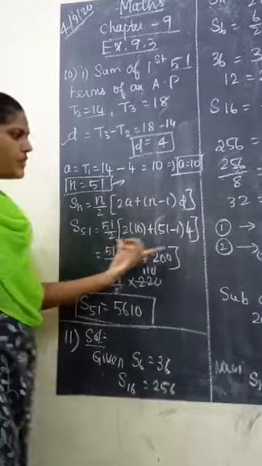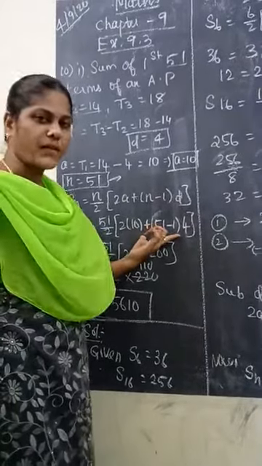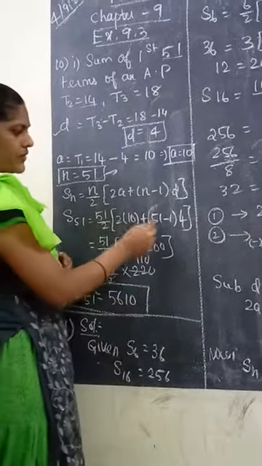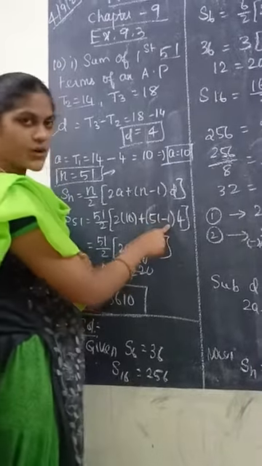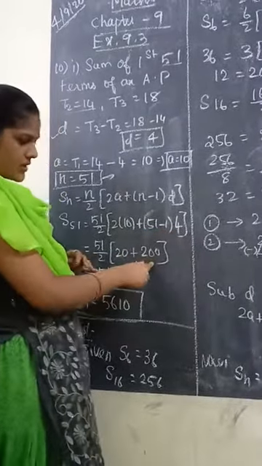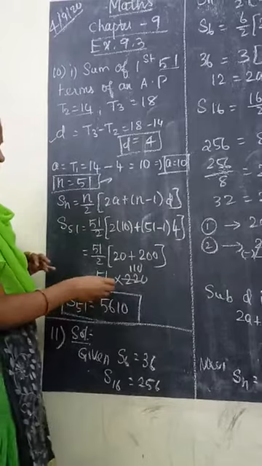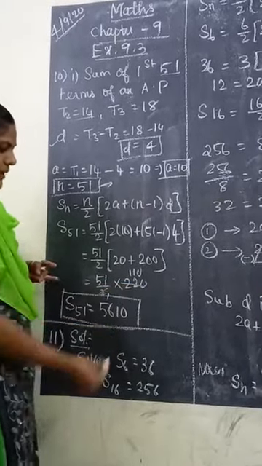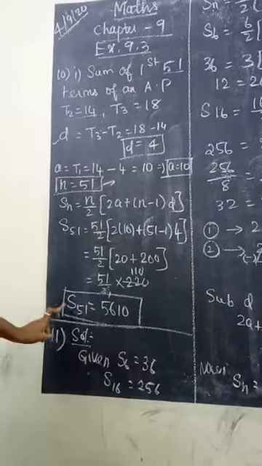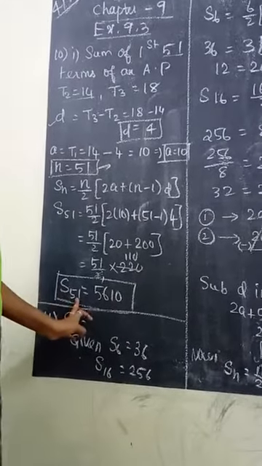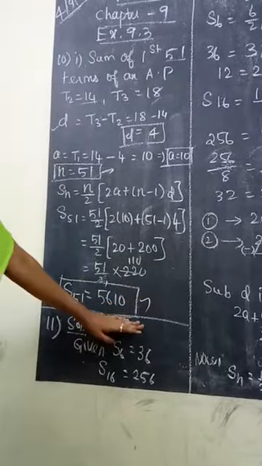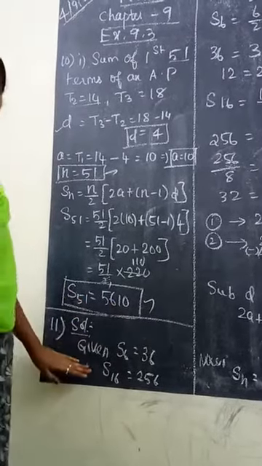4. Now we are going to simplify inside of the bracket first. So 10 into 2 is 20, 51 minus 1 is 50, 50 into 4 is 200. So 220 one time, 110 times. Multiply these two, you will be getting 5610. So S51 is 5610. I hope you understand this. Next, we come to the 11th sum, children.